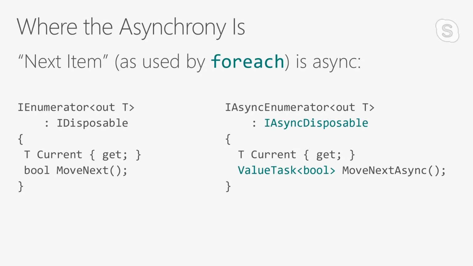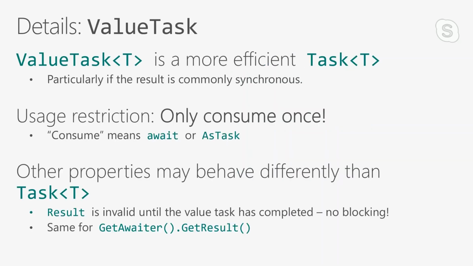And the other type here is that it's returning a value task of bool from MoveNextAsync. Now you may have thought, well, task of bool would be the obvious choice. ValueTask is a fairly new type. It's not new with .NET Core 3.0. It's been out for a little while, but most developers are not familiar with how to use value tasks. So I'm going to spend just a minute here and explain the pitfalls of ValueTask.